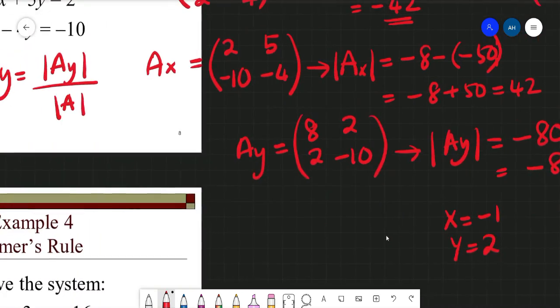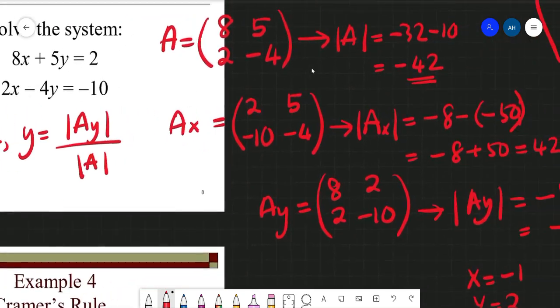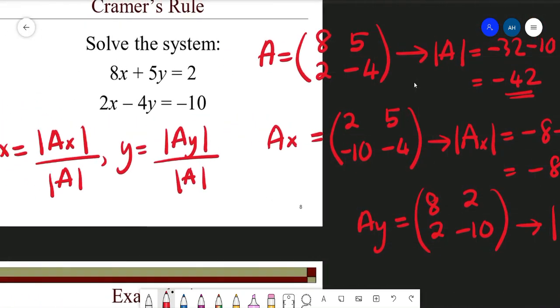Maybe we can check our answer whether it is correct or not. Substitute here x equal to negative 1. 8 times negative 1 plus 5 times 2. Let's see, we have negative 8 plus 10. We have 2, right? Oh yes, the same as this number. So our solution x equal to negative 1 and y equal to 2 is correct.